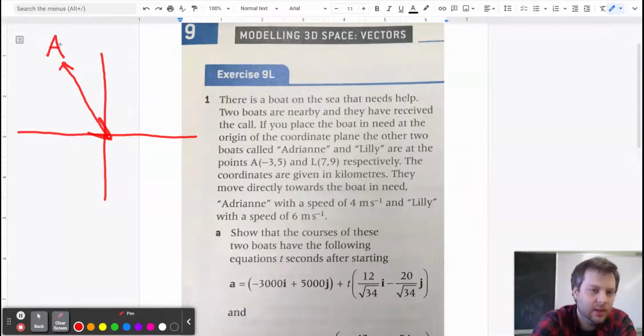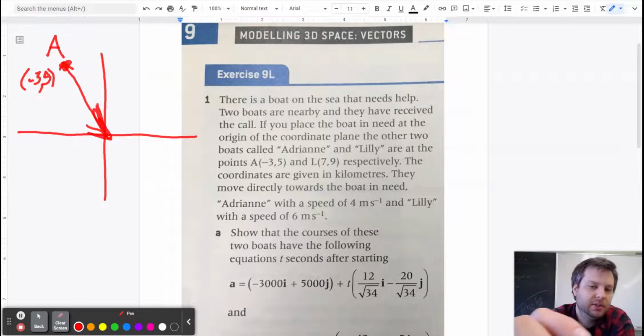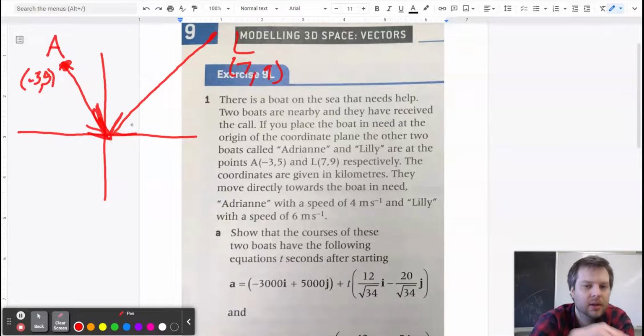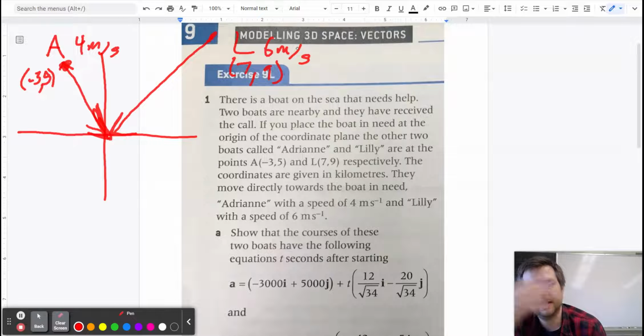Here's Adrian at the coordinate of -3, 5, and this is the starting point, and the arrow, the vector, is going there because we're going towards the boat in the middle. So basically the story is Adrian and Lily are trying to converge on a certain boat. Adrian is there, Lily is further over here at 7, 9, and Lily is rushing to help, like that. Adrian has a speed of 4 meters per second, Lily has a speed of 6 meters per second. So the question is, Lily's a little farther away. Who's going to get there faster?